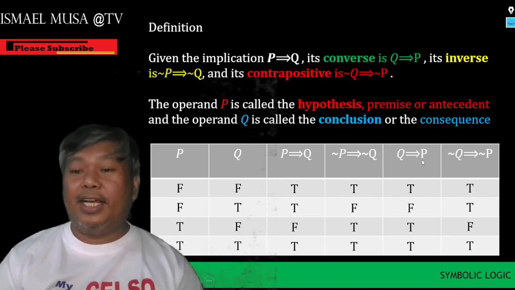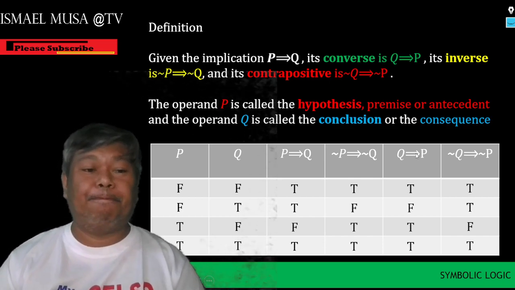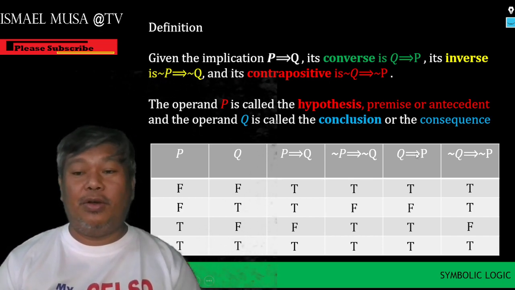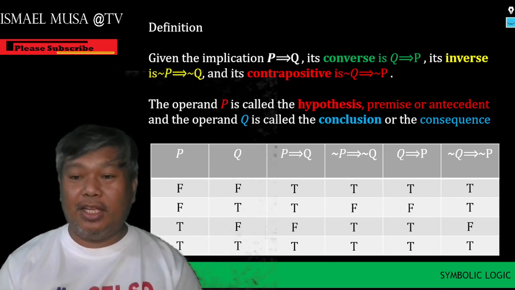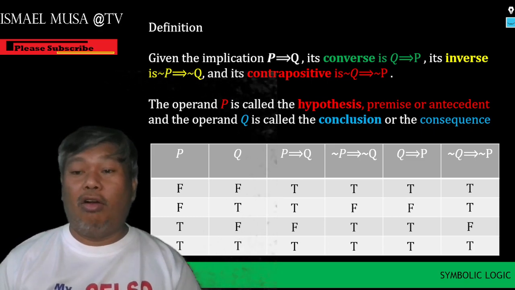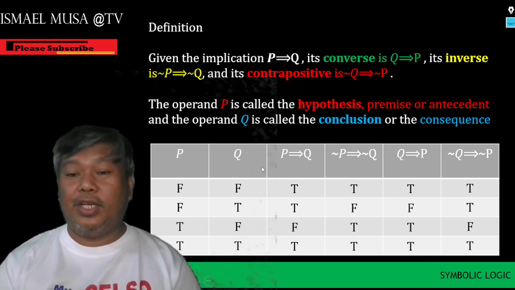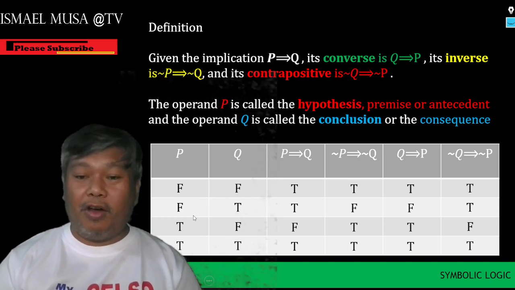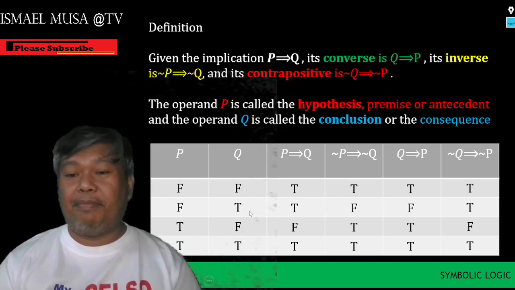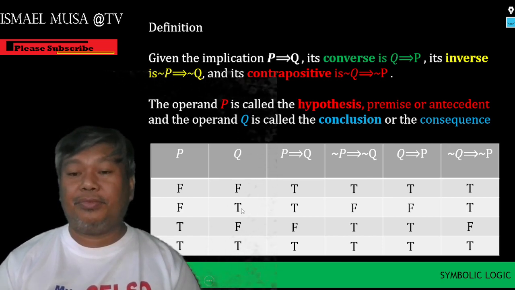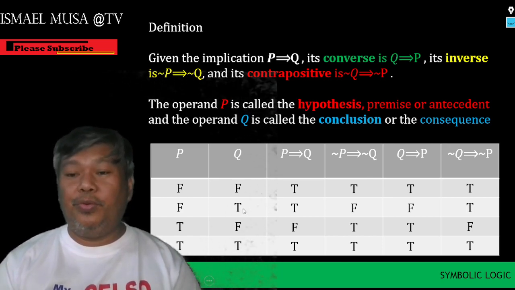Okay. While the Q implies P, or the converse, is where we simply transpose the conclusion to be the premise. So it's false implies false, you get true. True implies false, you get false. So it happened here. Okay? So Q, which is true, implies P, which is false. True implies false, so it's false.